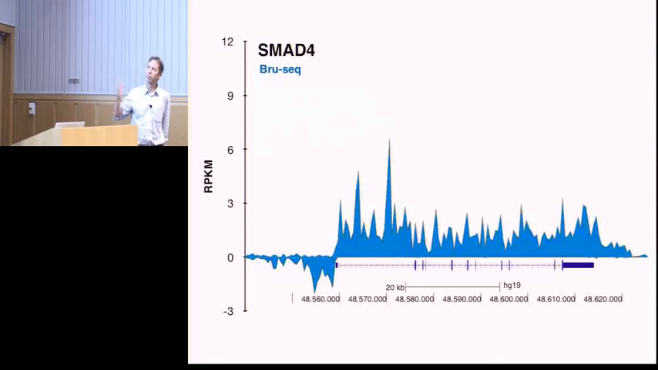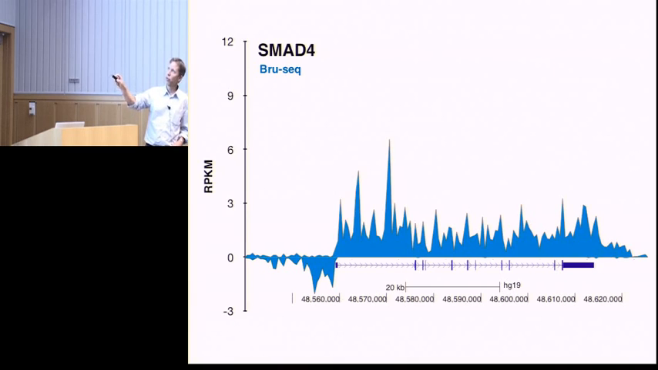So this is mapping of the newly made RNA, and we're looking at one particular gene in the genome, it's MAD4, and you see the map of the gene here. You have an exon, intron, exon, intron, and so forth. And here's the 3' UTR.